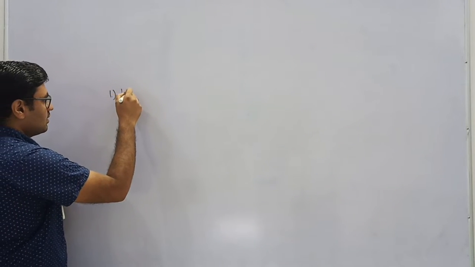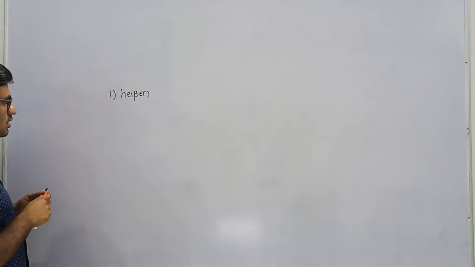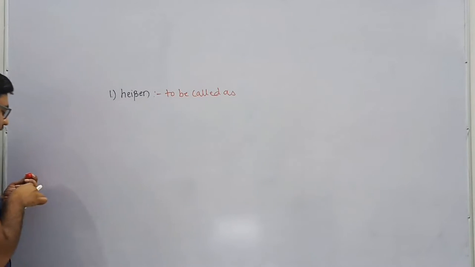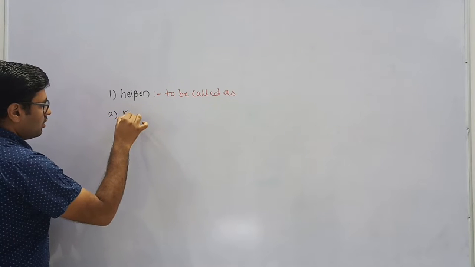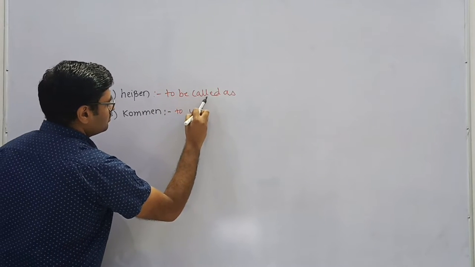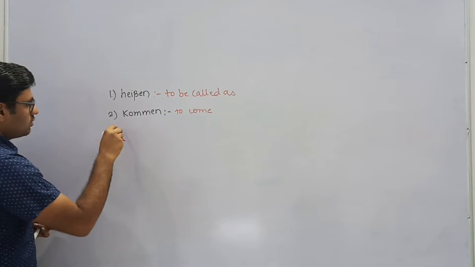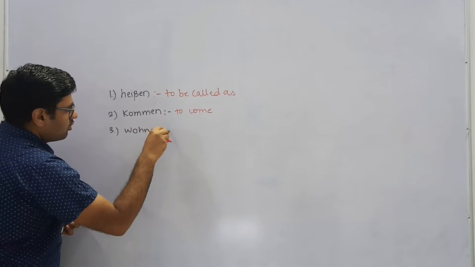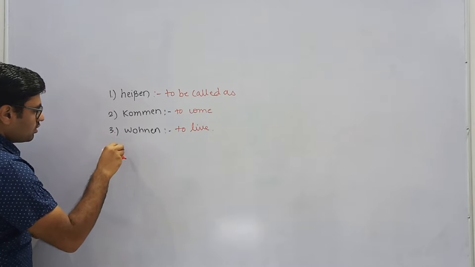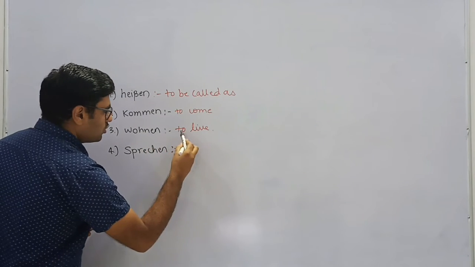First verb is heißen. Heißen means to be called as. Second verb is kommen. Kommen means to come. Third one is wohnen. Wohnen means to live. Fourth one is sprechen. Sprechen means to speak.